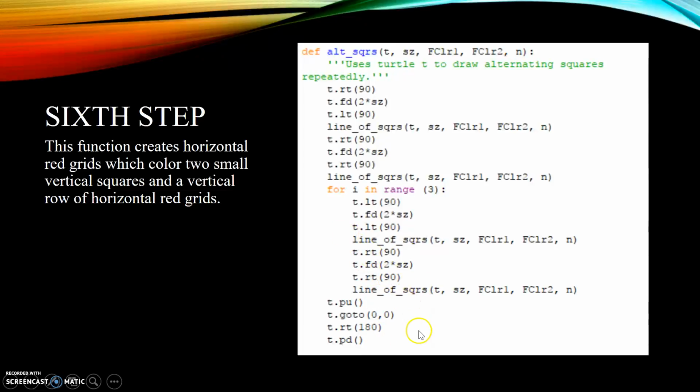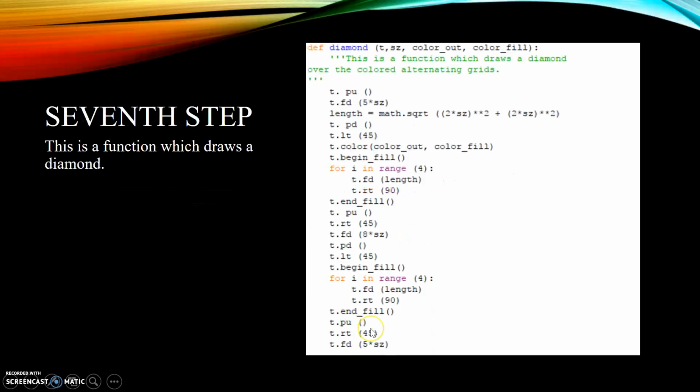And after we have done all of this, we take it to the center of the screen and then we rotate it to the right. The 7th step includes drawing a diamond. As you saw from the previous images, the diamond is the shape that was at the center of each square and grid. And so like this, we use this to draw just one diamond.